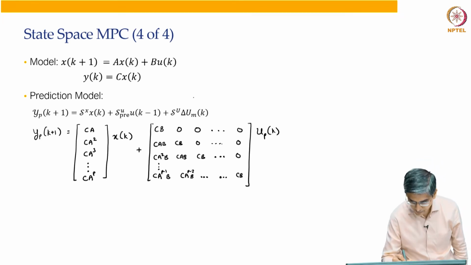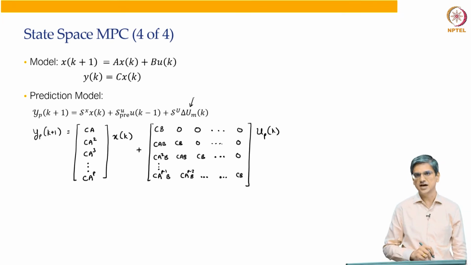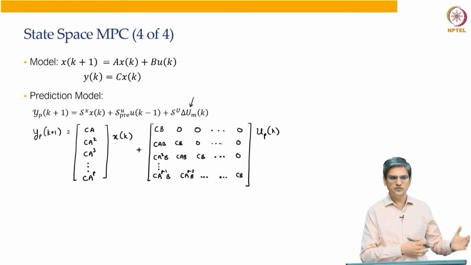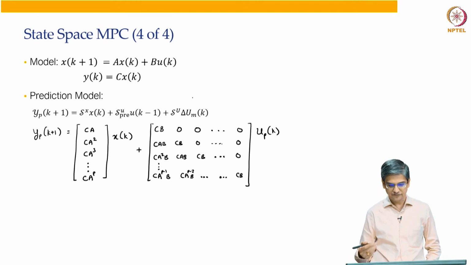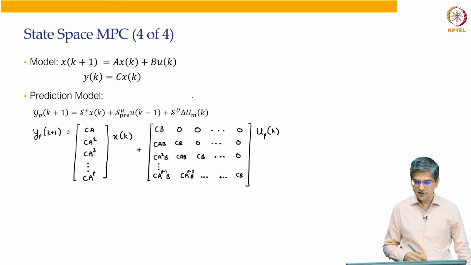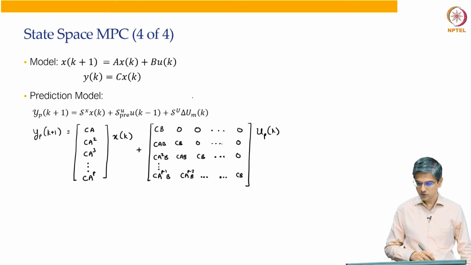Okay. But we want to get this in terms of delta u. Okay. Why delta u? We have gone over that earlier. The reason is that we want to have integral action, and that is the reason why we put it in terms of delta u. Okay. So, how do we put this in terms of delta u?